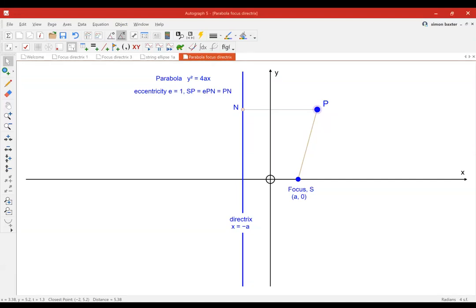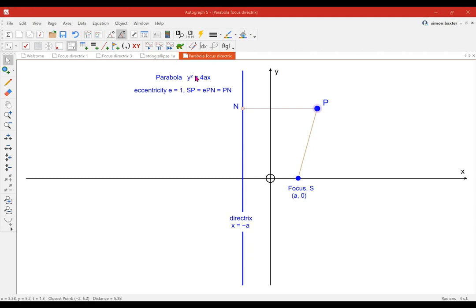In F1, we met the parabola y squared equals 4ax. And we came across the focus, which was at (a, 0), and the directrix, which was the line x equals minus a. And every point on the parabola, the distance from the focus, SP, was the same as the distance from the directrix, PN. When this happens, we say that the eccentricity, e, is 1. More about that later. But let's see what happens if we move P around a little bit.